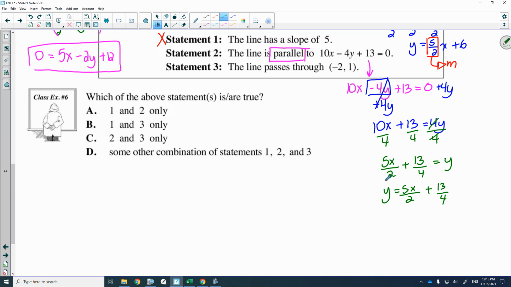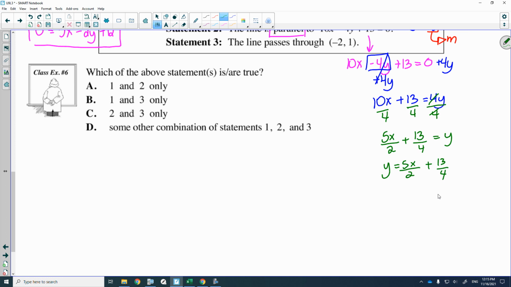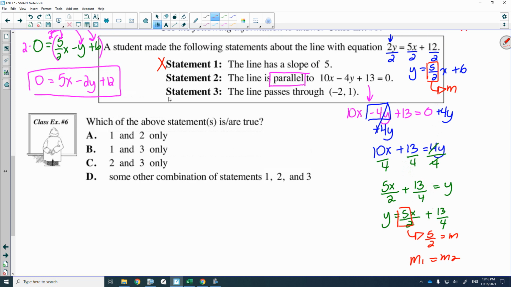Angel, what would you say? Are the two lines parallel? Yes. Why are they parallel? The same slope. So I would say, okay, well, this line also has a slope of 5 over 2. And remember, if the slope of line 1 is equal to the slope of line 2, they are parallel. So statement 2 would be true.